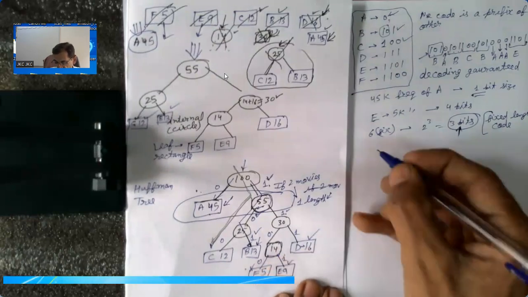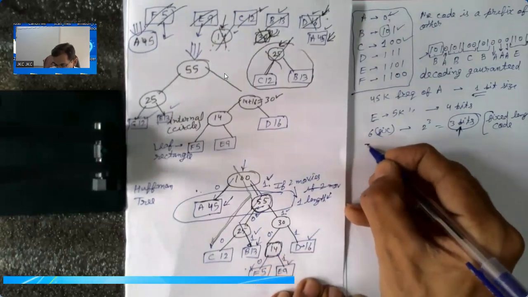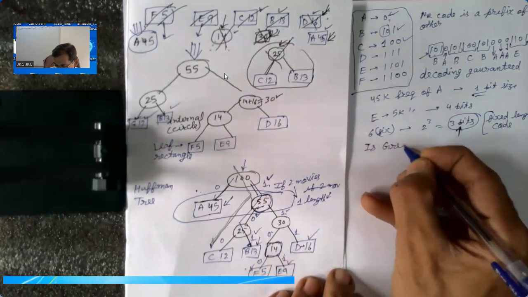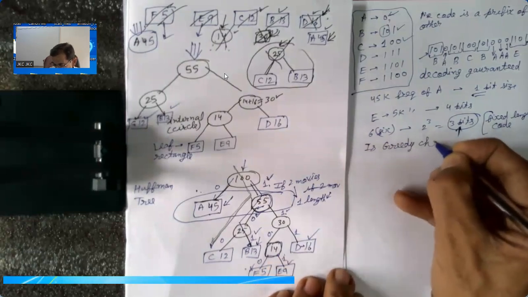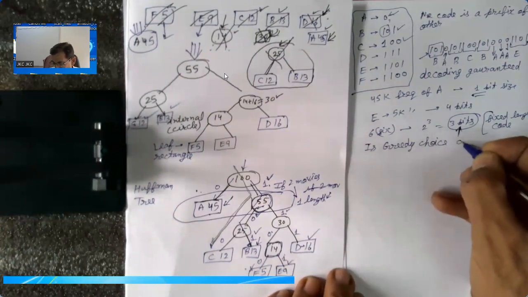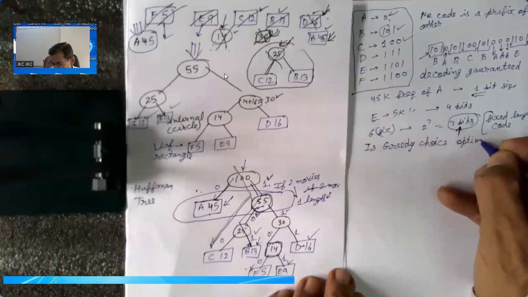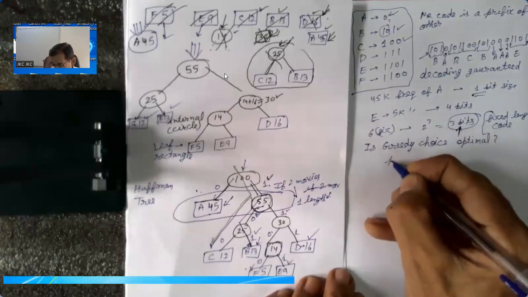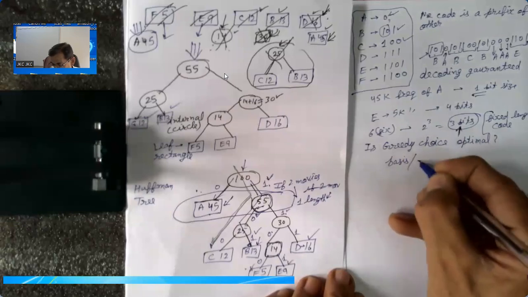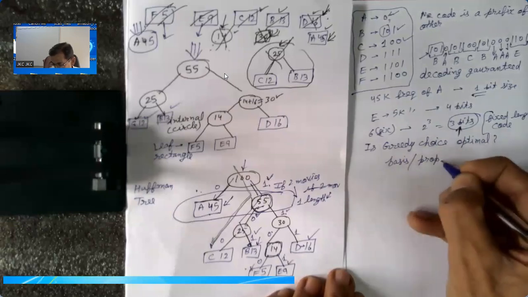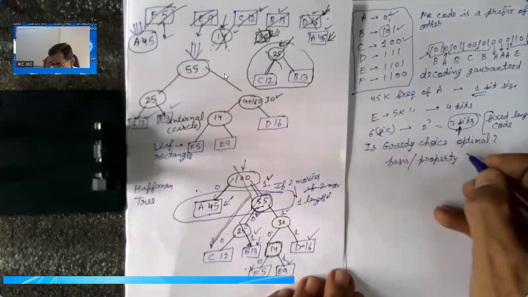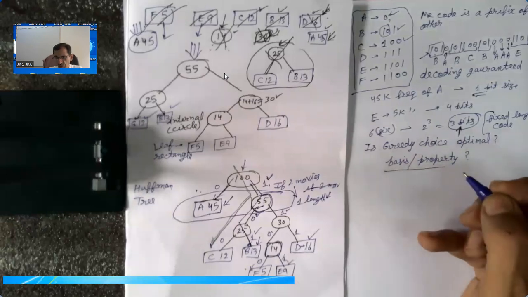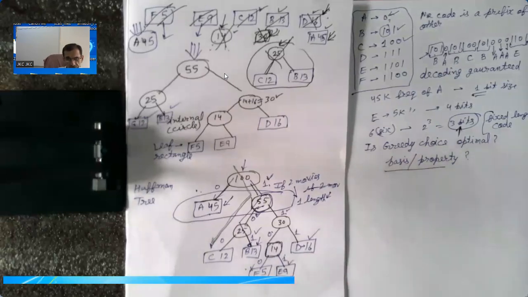But I have said, is greedy choice optimal? I have decided like this, is greedy choice optimal, or what was the basis of this? And how did I decide, or what was the property I identified? Of course, intuition was there, but intuition could have started with a higher frequency movie also to be given code.